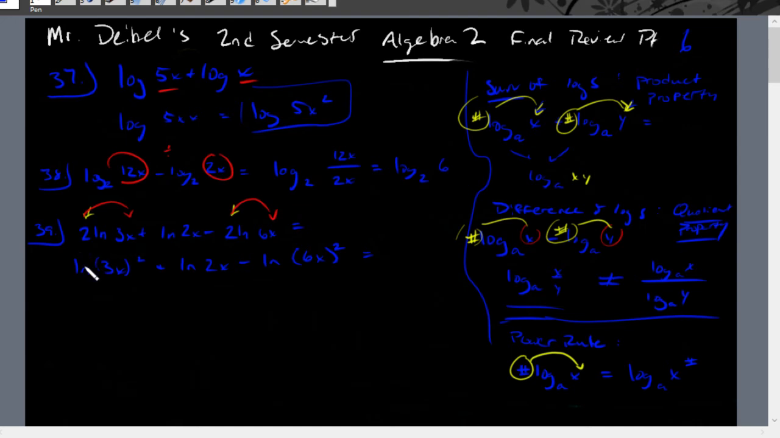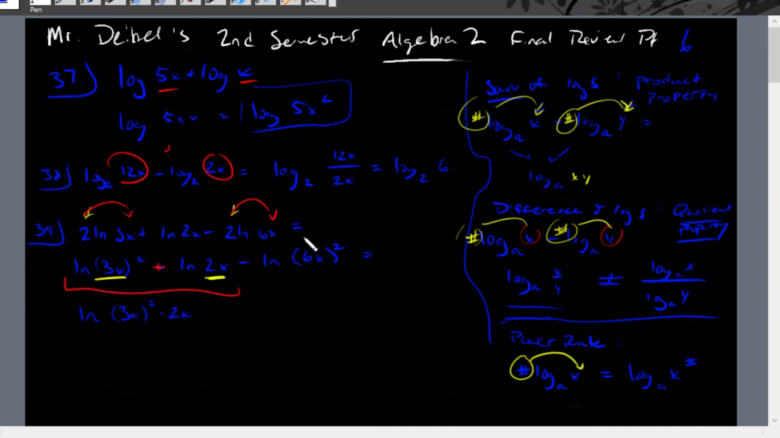Okay. So now you have a sum of logs. Here's your sum of logs. You can condense these into a single log using the product property. So we're going to go ahead and do that. You've got the natural log of this piece times this piece. So this is where you need to have some decent algebra skills here. 3x squared, or quantity squared, times 2x.